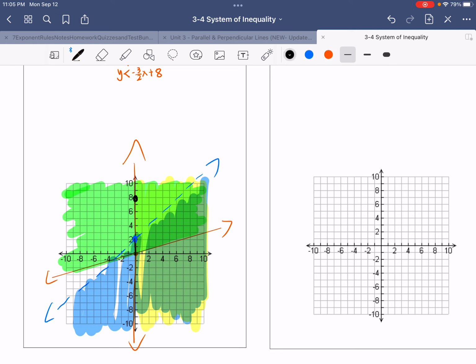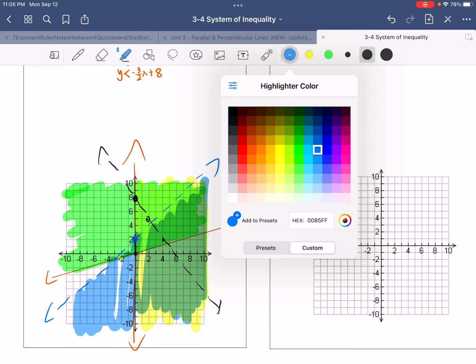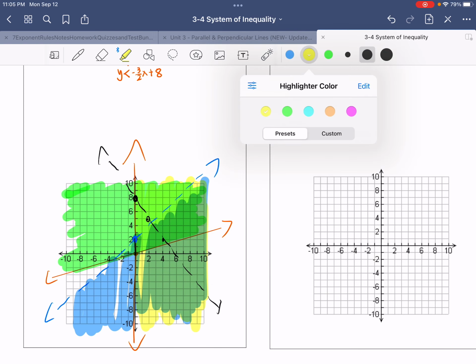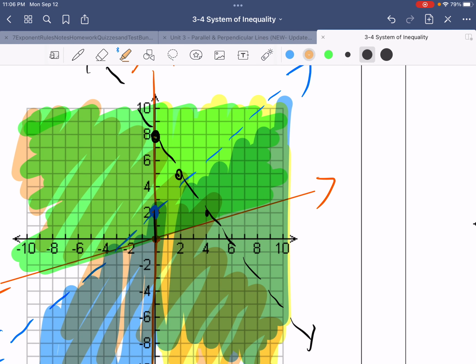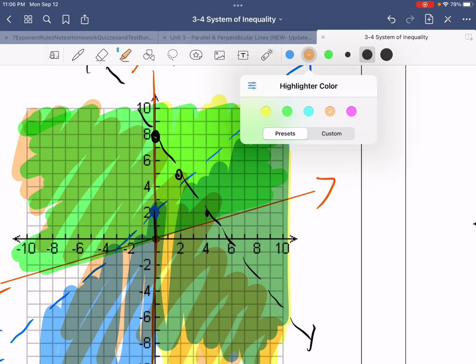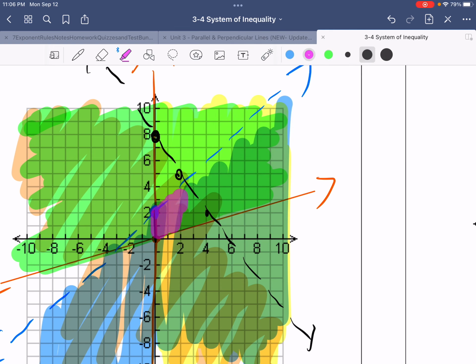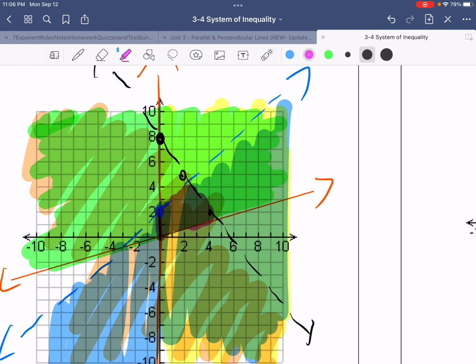Let's do this. So plus 8, I'm going to graph it here. So I'm going to graph it like this. And it's less than, which means I have to shade the bottom. Since I don't have another color, I will use maybe this one, and then I'm going to shade the bottom of this one. Okay. Now, which one is going to be the overlapping area? It's simple, right? It's going to be this part, isn't it? Only this small area. That's going to be the solution.